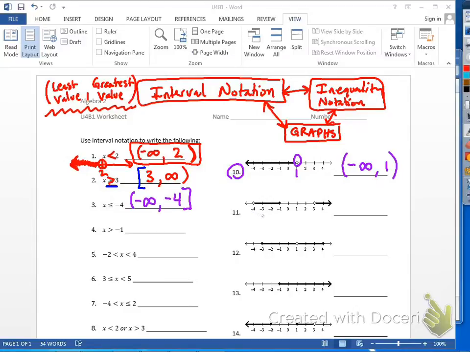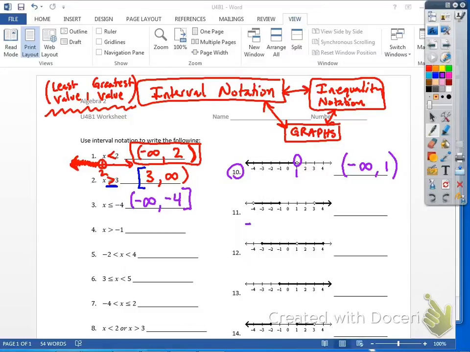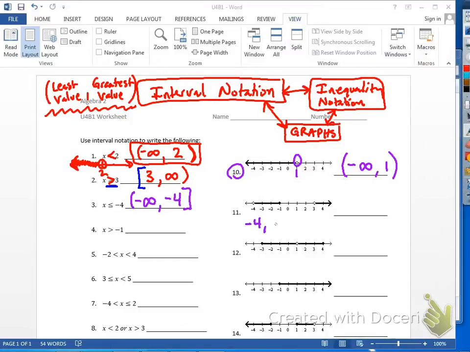You've got the section from negative 4. I'm going to go ahead and just put the answer down here so that I've got plenty of space to do it. I'm going to go from negative 4 to negative 1. Do I include negative 4? No. It's an open circle, so that's a parentheses. Do I include negative 1? It's shaded in, so that's a bracket.